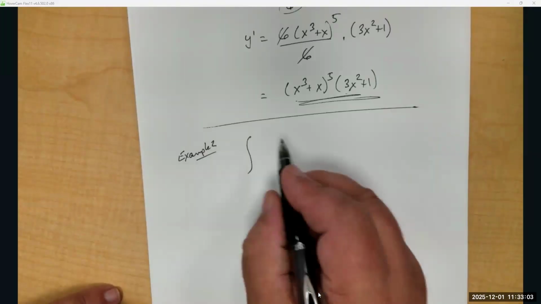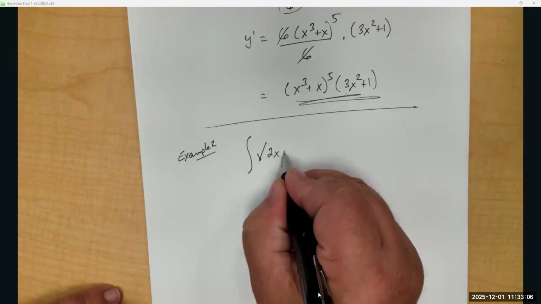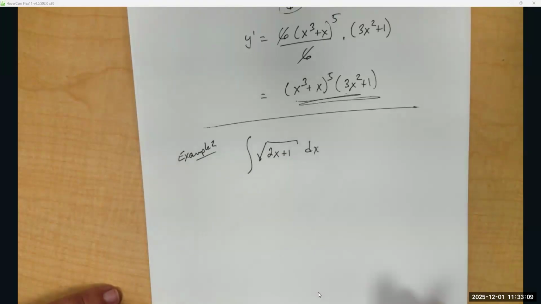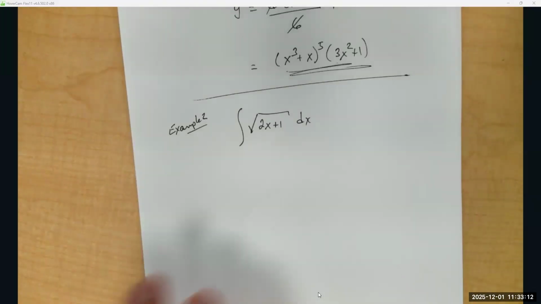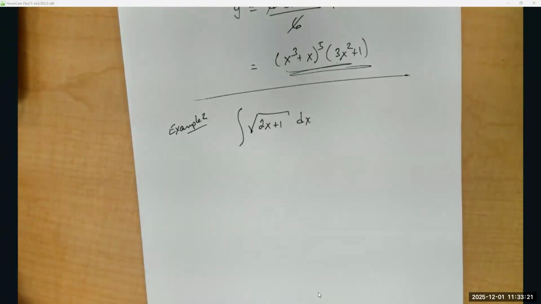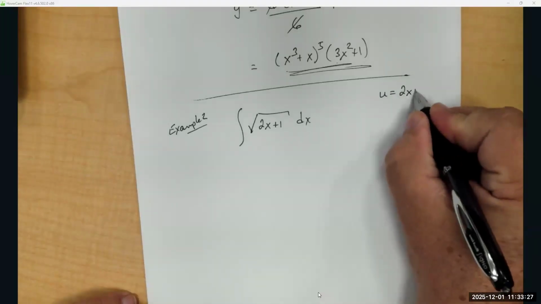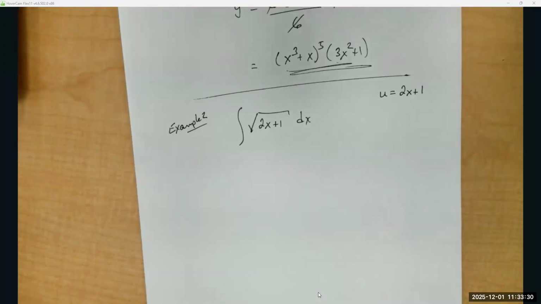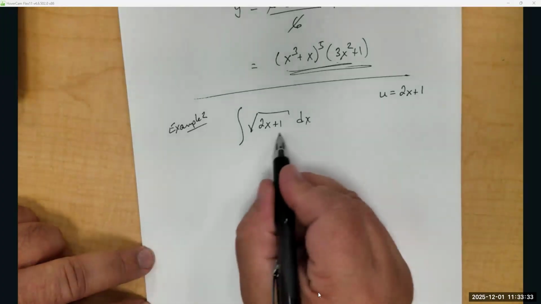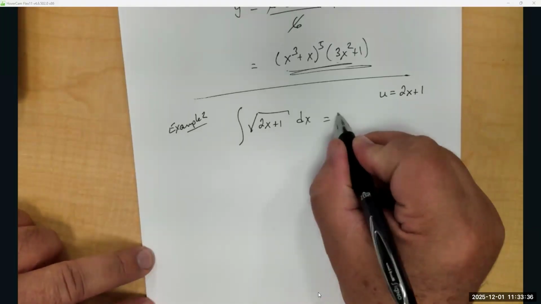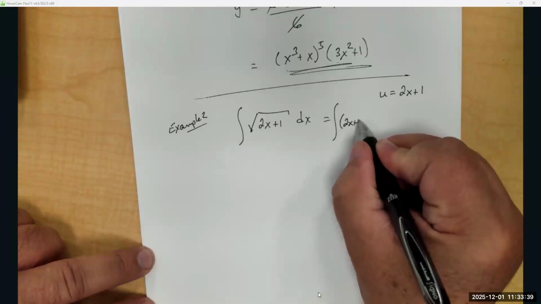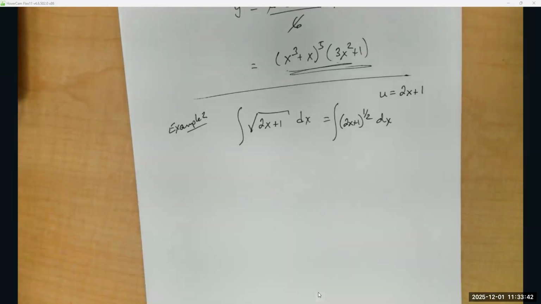Example 2. The integral of the square root of 2x plus 1 dx. Here's a situation. What do you think our u is going to be? The u has to be on the internal. Because how would we rewrite this? We could rewrite this saying 2x plus 1 to the power 1/2 dx. The u part has to be the internal part.